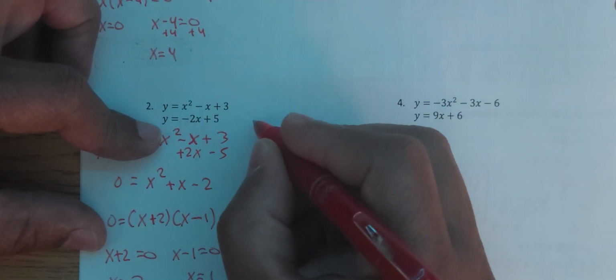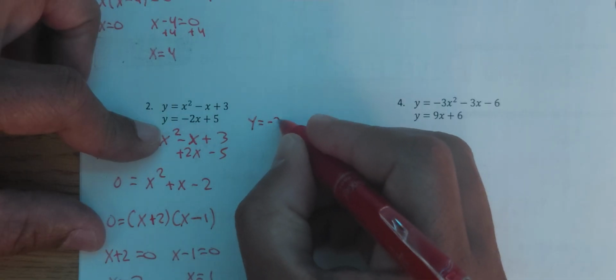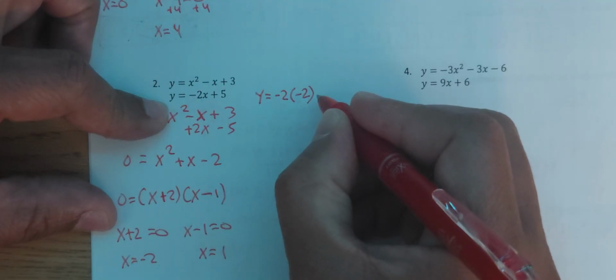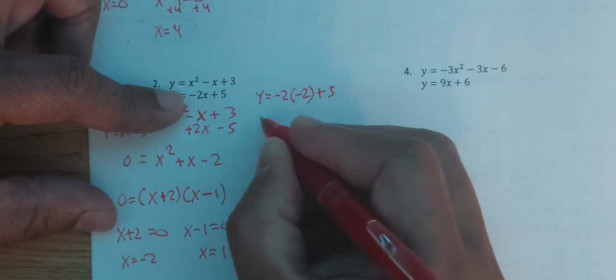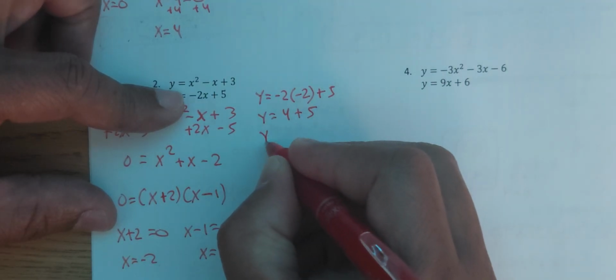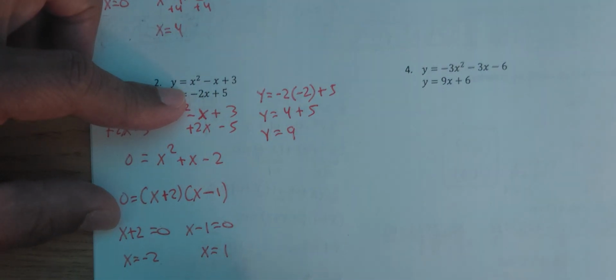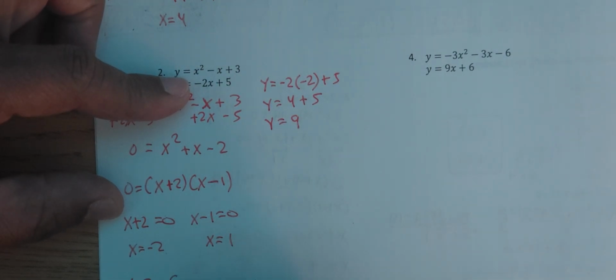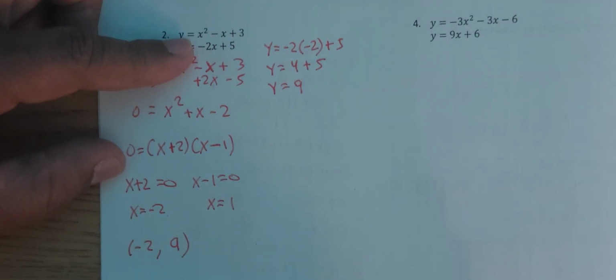Okay, so I'm going to go to the second equation, y equals negative 2 instead of x. X is equal to negative 2. So negative 2 and then plus 5. So then y equals 4 plus 5, which means y equals 9. So then one point of intersection is where x is negative 2, one solution to the system, and y is 9. That's one solution, okay?